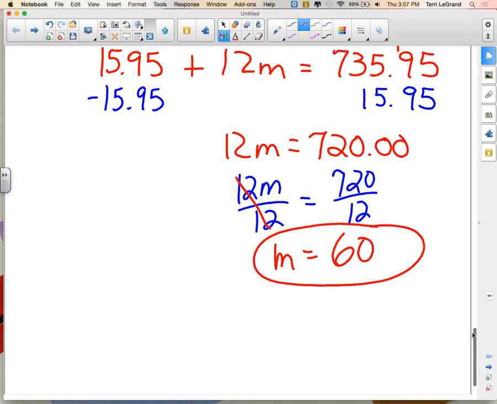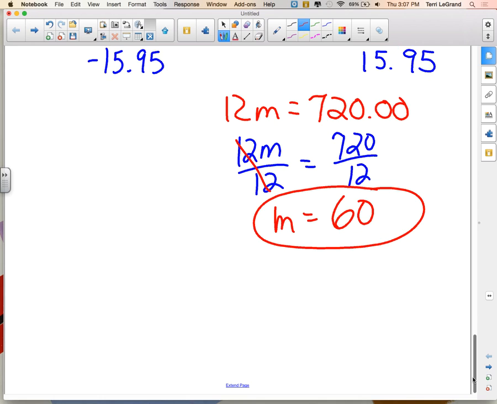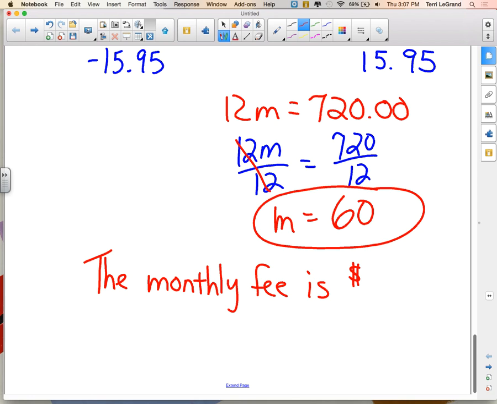Okay, but we're not going to stop here and just say that's 60. Whenever we do application word problems like this, we're going to write a sentence answer as our final answer. We're going to go back to the question and see what the question was, and we're going to answer it in a sentence. I think it said something like, how much is the monthly fee, right? Well, then we can make that pretty easy. We could say the monthly fee is $60. That I won't make you write out in words.